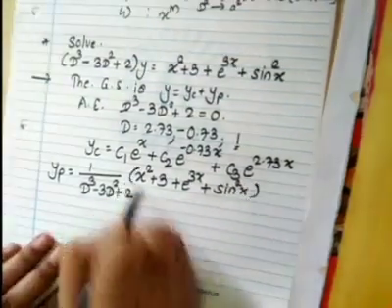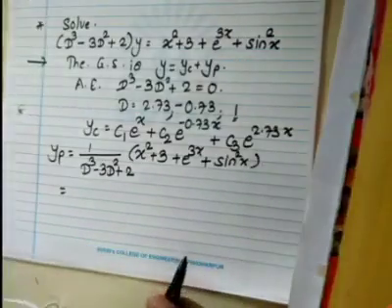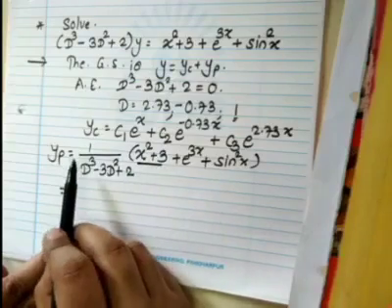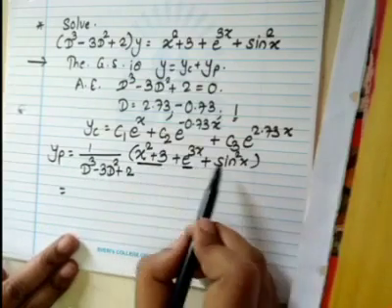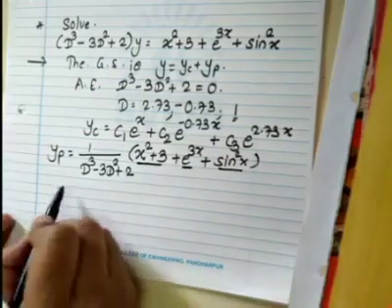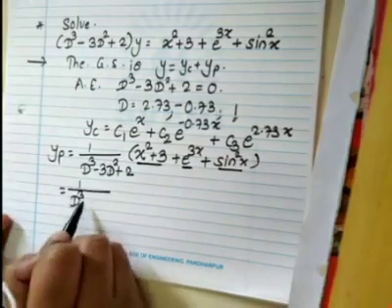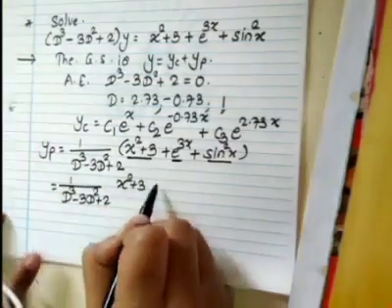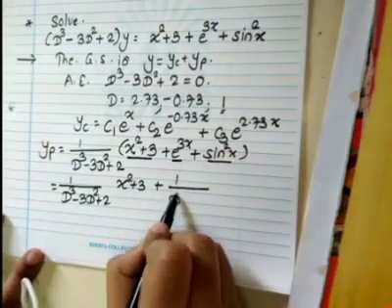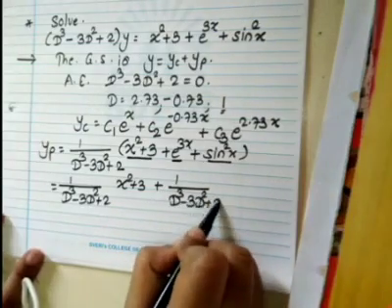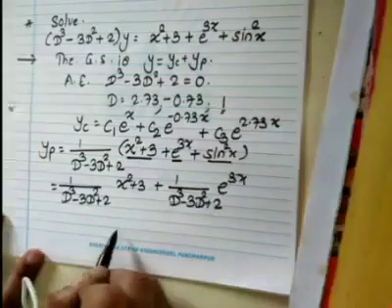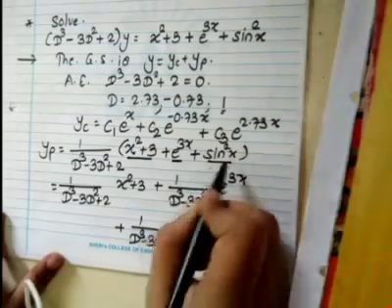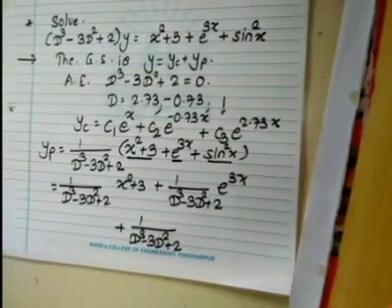Just write down the whole function. The first two combined is a polynomial, this is e and this is sine square, but we will see what it is. We separate them. Plus 1 upon D cube minus 3D square plus 2 into x square plus 3, first function, plus 1 upon D cube minus 3D square plus 2 into e raised to 3x plus 1 upon D cube minus 3D square plus 2 into sine square x.